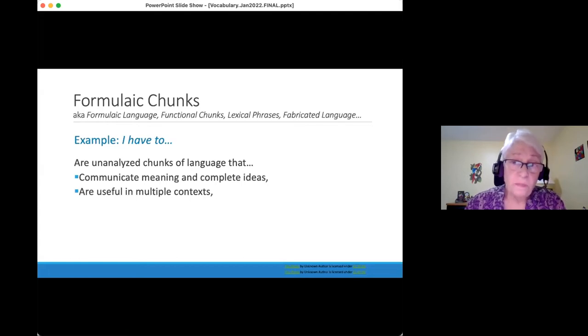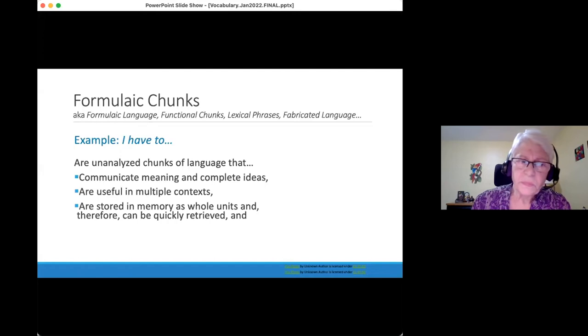And they're useful in multiple contexts. So again, looking at that example, I have to, I can use that all over the place for many different purposes. But they're stored in the memory as whole units.